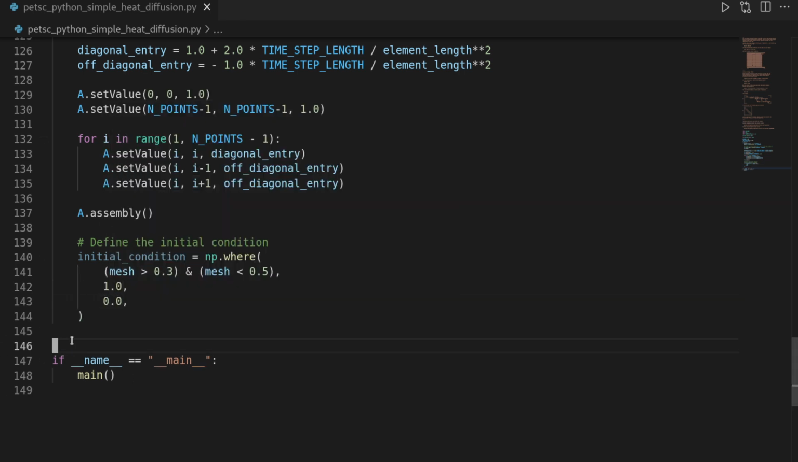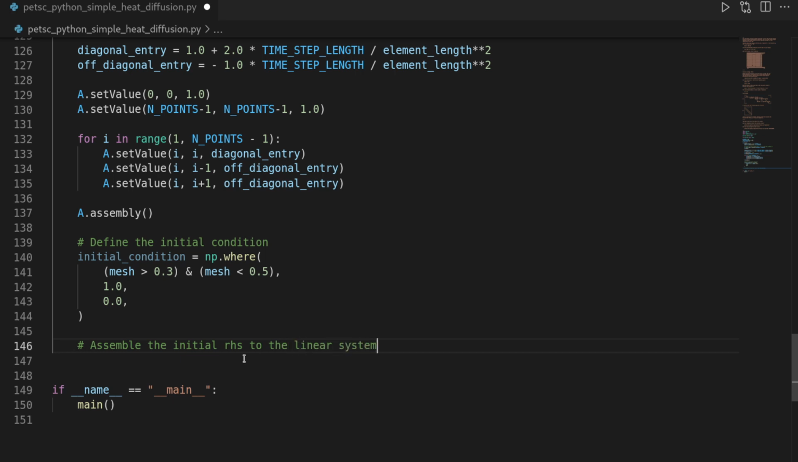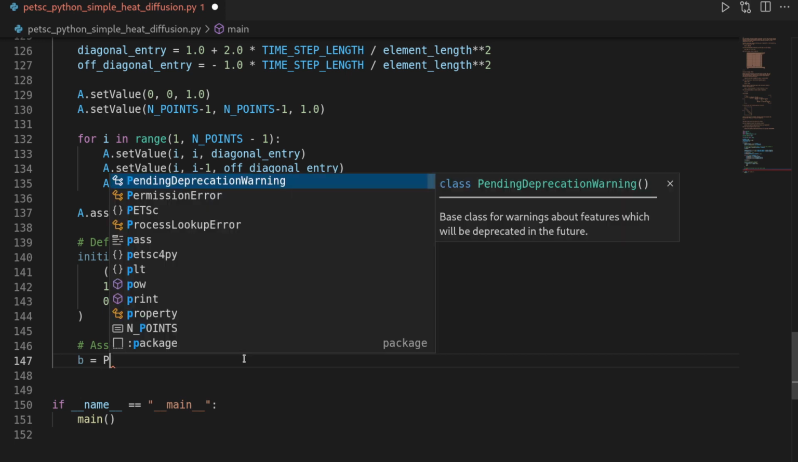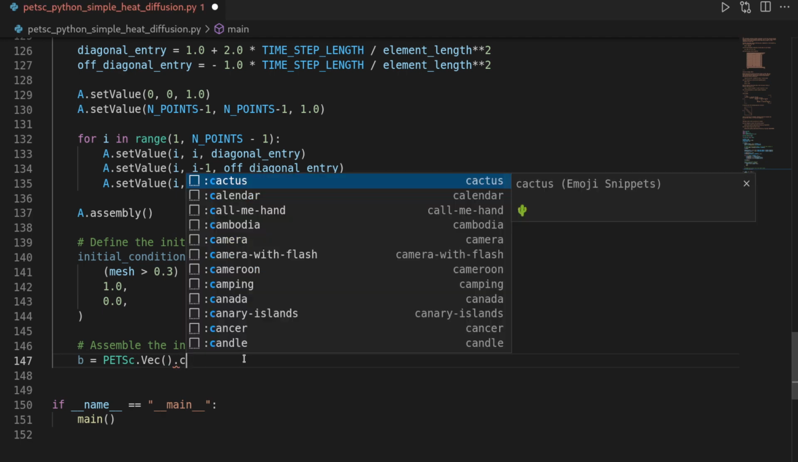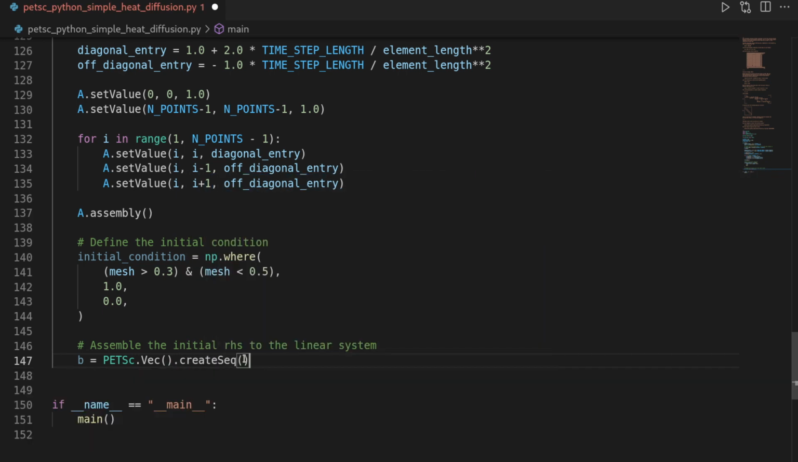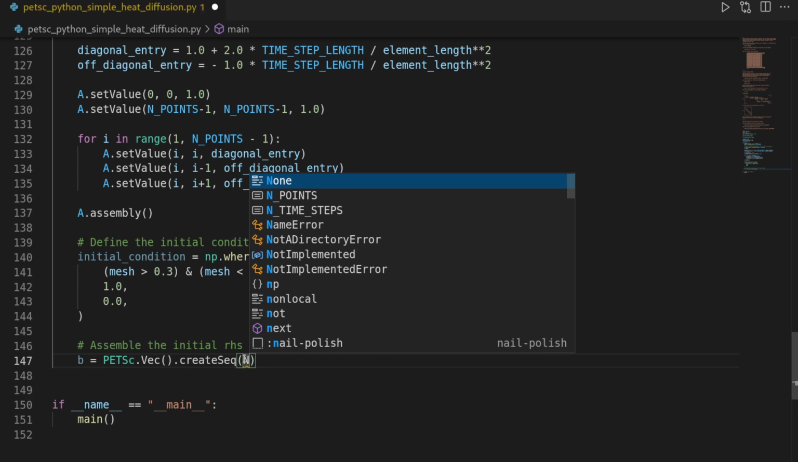That means our initial profile is 1 if the coordinate of the mesh vertex is between 0.3 and 0.5, and it is 0 otherwise. Then we can use that in order to assemble the initial right-hand side to the linear system. And for convention, I will also just call that B here and say this is going to be a PETSc.vector.create sequential and put in the endpoints.